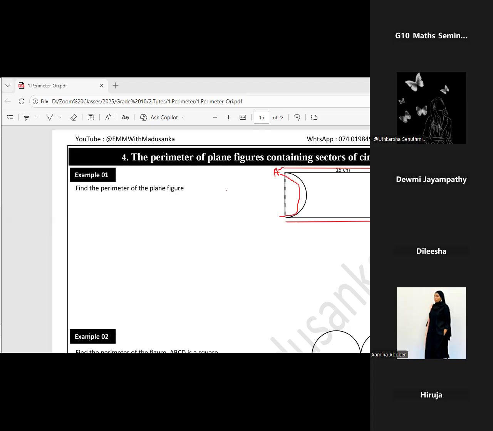Right, okay. Now, I think another 15 seconds. Oh, Hiruja is saying a different answer. What is it? Hiruja, what is this? Hiruja has rounded it off, right? Okay, let's see.